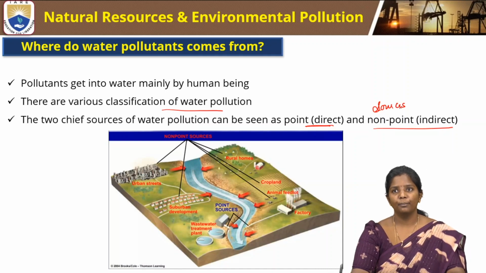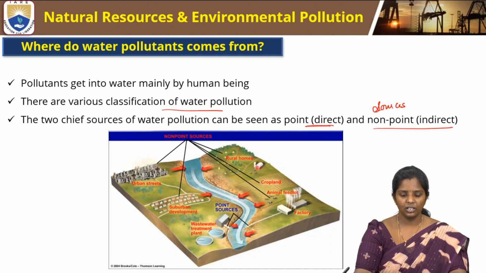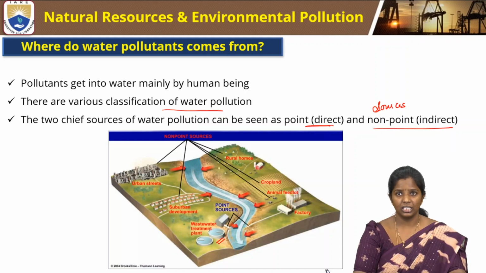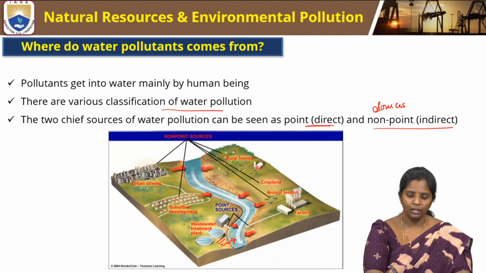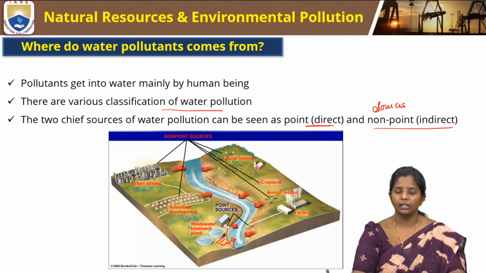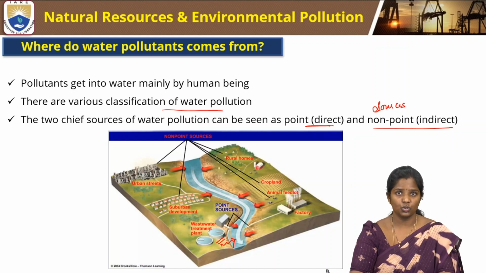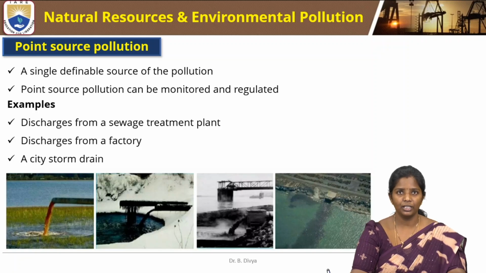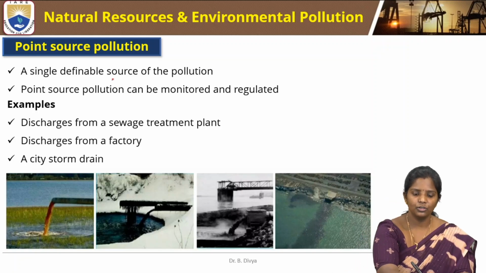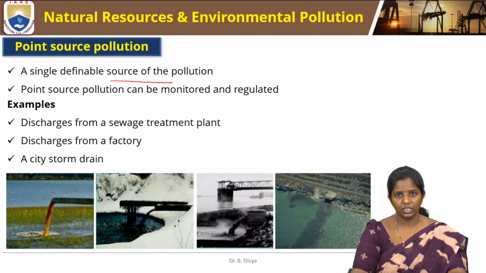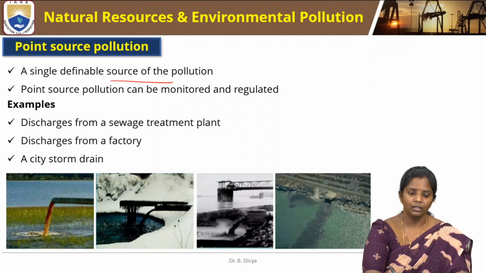Point source is nothing but the waste water treatment or the sewage going into lakes or rivers, contaminating the water. So we particularly know that there is contamination from this particular source. We will see in detail how this happens. In a single defined source of pollution, we know that this is the point source that is causing pollution. That is nothing but point source pollution.